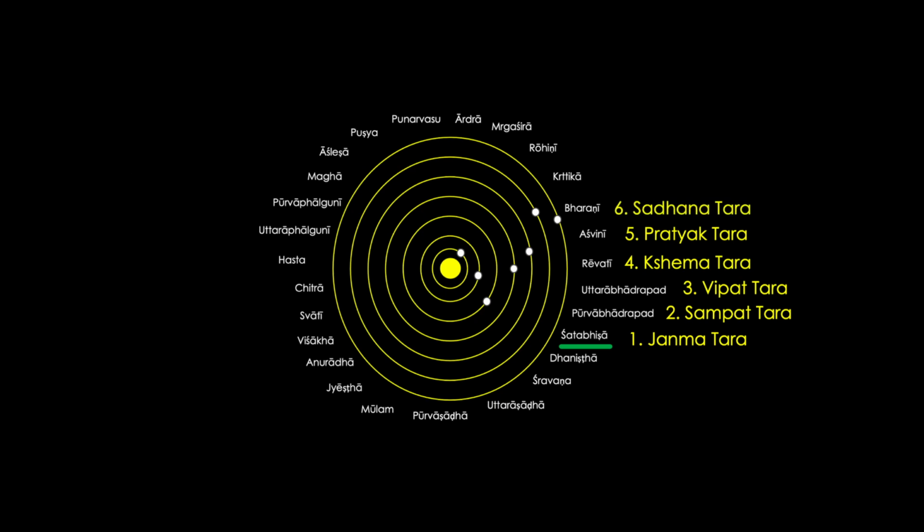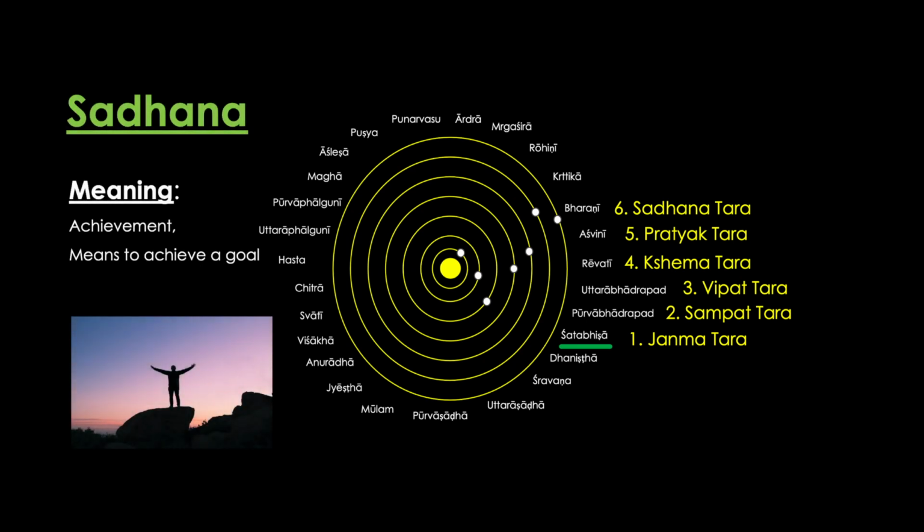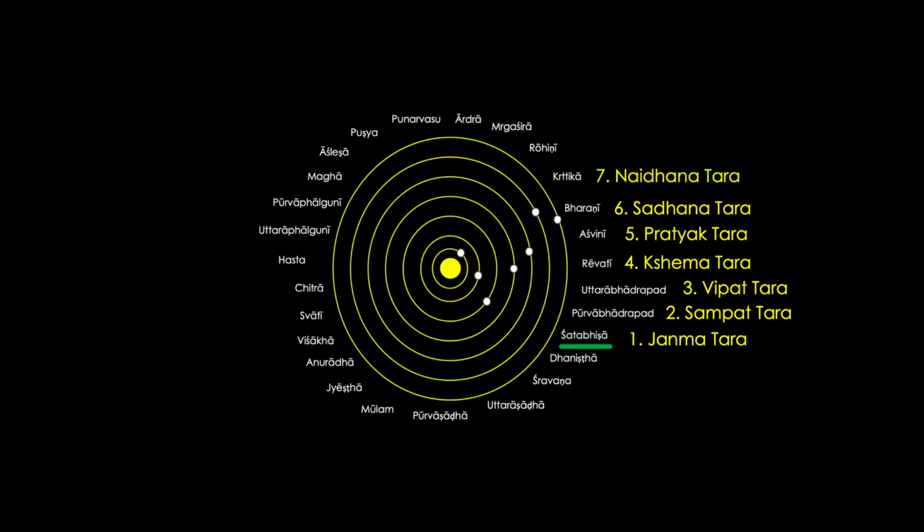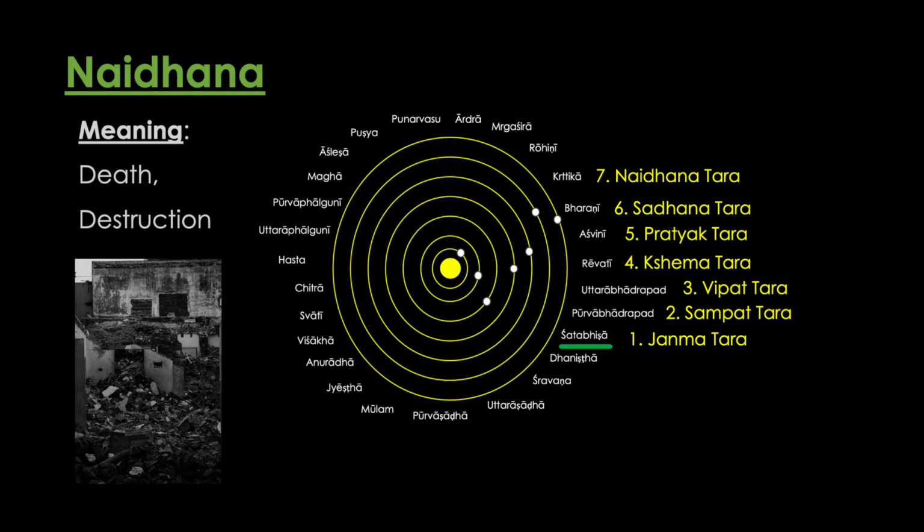After Ashwini, it is Bharani. The sixth nakshatra from Janma nakshatra is called Sadhana Tara. Sadhana meaning achievement or means to achieve a goal. Here, Bharani is a Sadhana Tara for Shatabisha. After Bharani comes Kritika. The seventh nakshatra from Janma nakshatra is called Naidhana Tara. Naidhana meaning death, destruction. Kritika nakshatra is Naidhana Tara for Shatabisha.